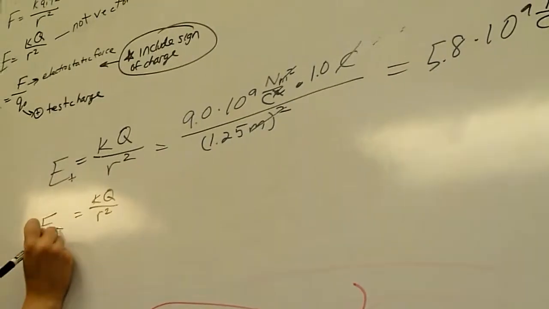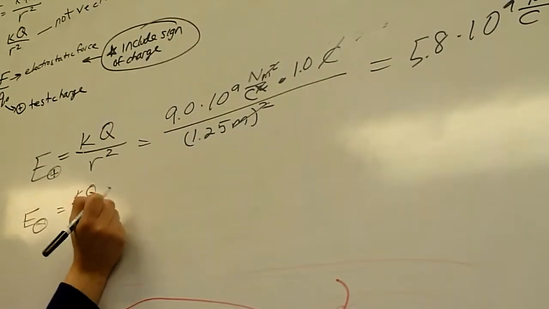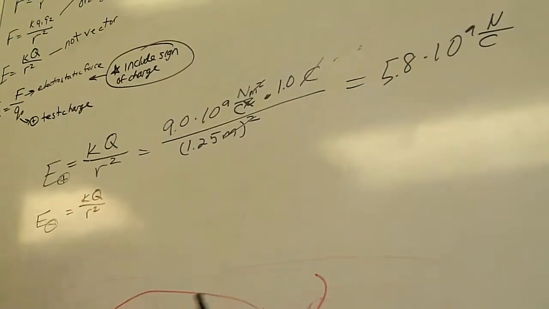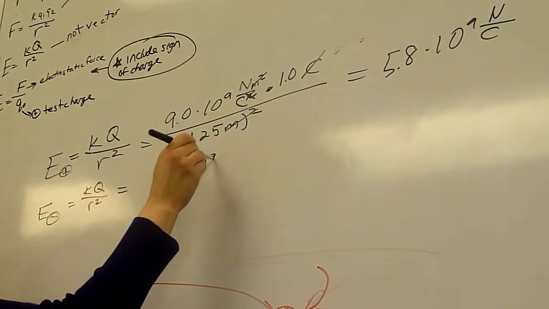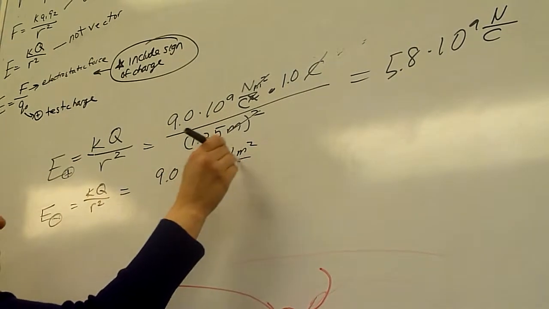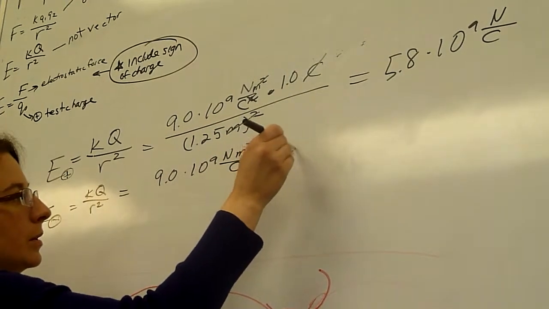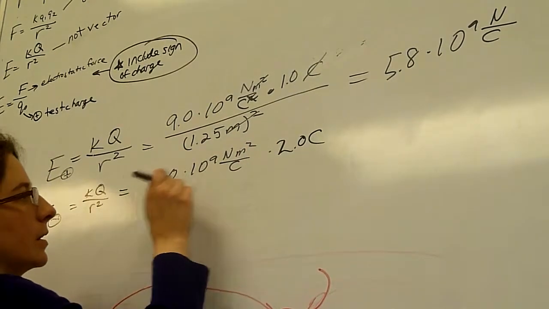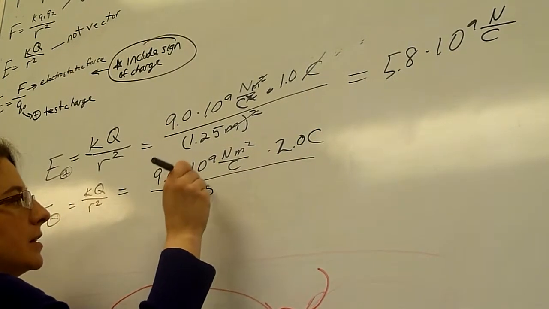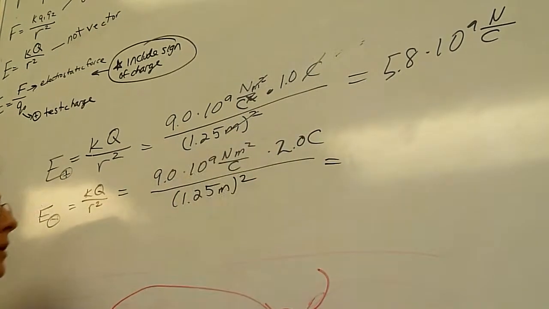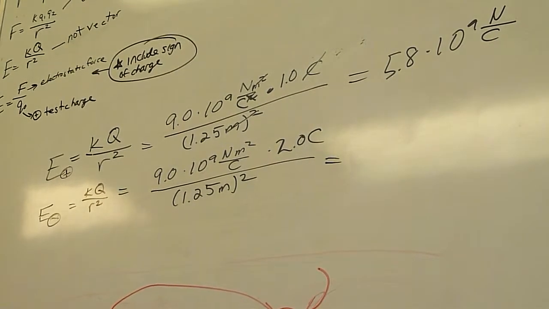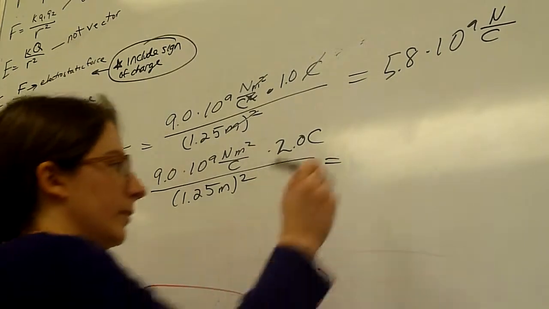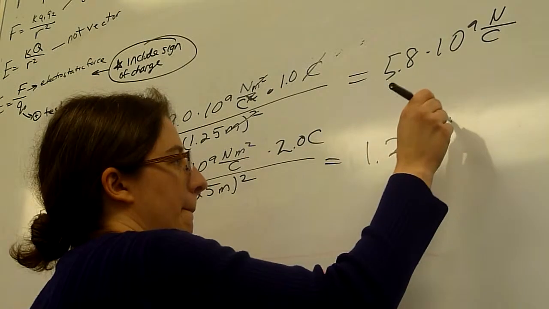And then doing it again for the negatively charged particle with a 2 Coulomb magnitude. 9 times 10 to the 9 is our constant. Times 2 Coulombs squared. The same distance because it was placed in the middle of the field. And what do we get? 1.2 times 10 to the 10th Newton per coulomb.